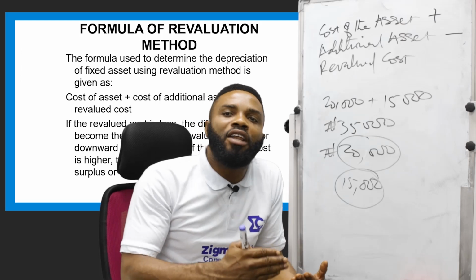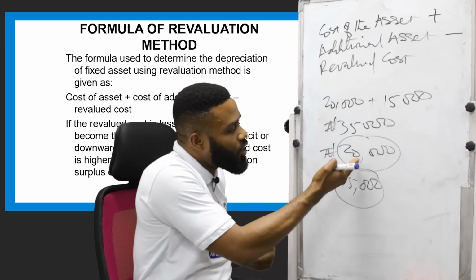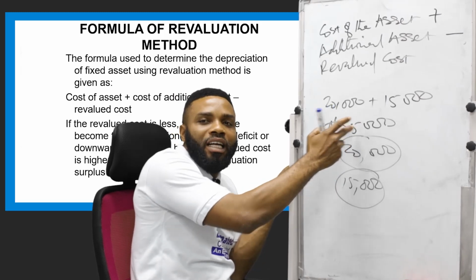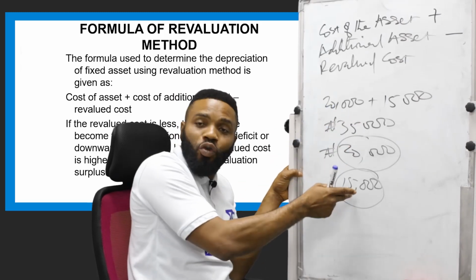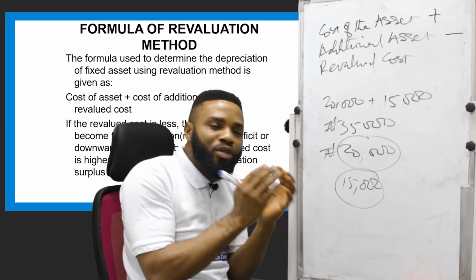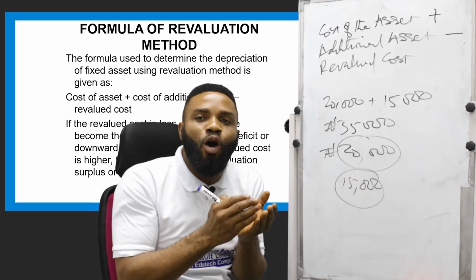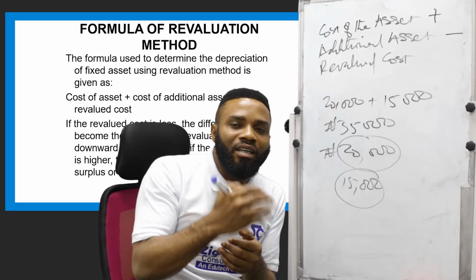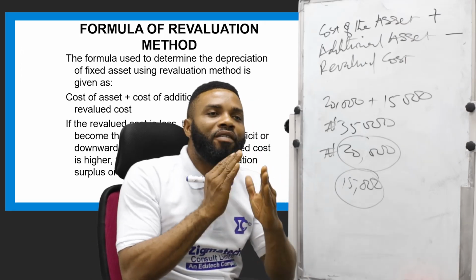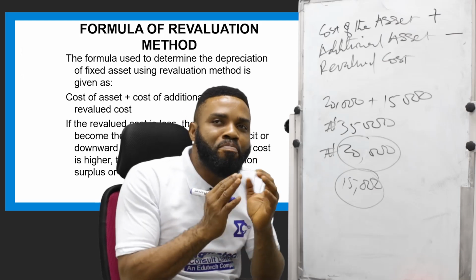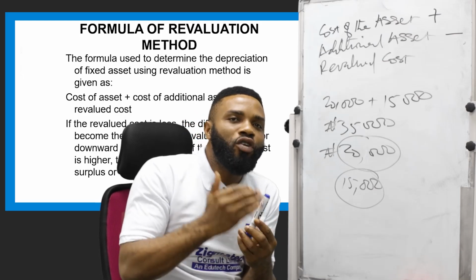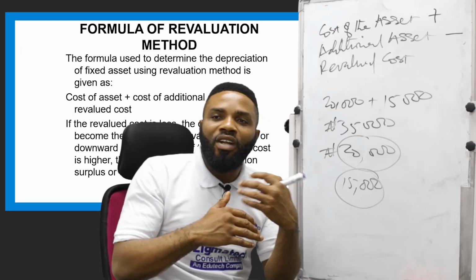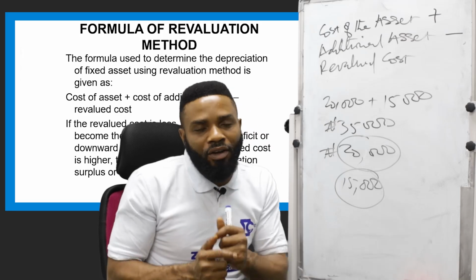Now, if the revalued cost is less, like what is obtainable here, 20,000 is less than 35,000, the difference becomes the depreciation, which is the 15,000. This depreciation can be called revaluation deficit or downward revaluation. When you talk about revaluation deficit, we are talking about a period where the revalued cost is less than the cost of the asset.